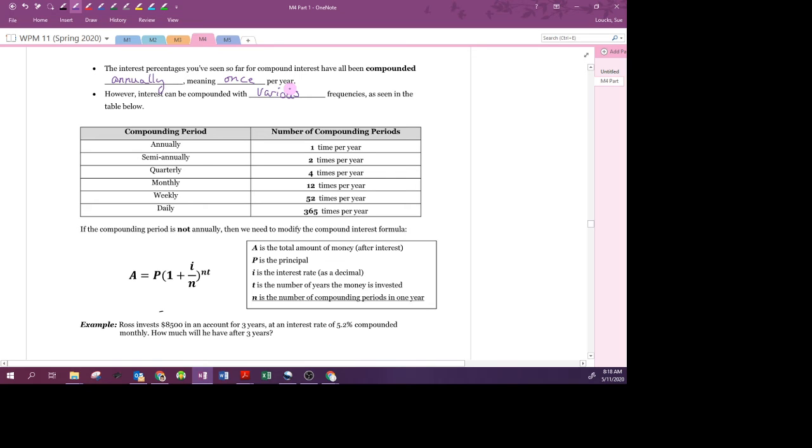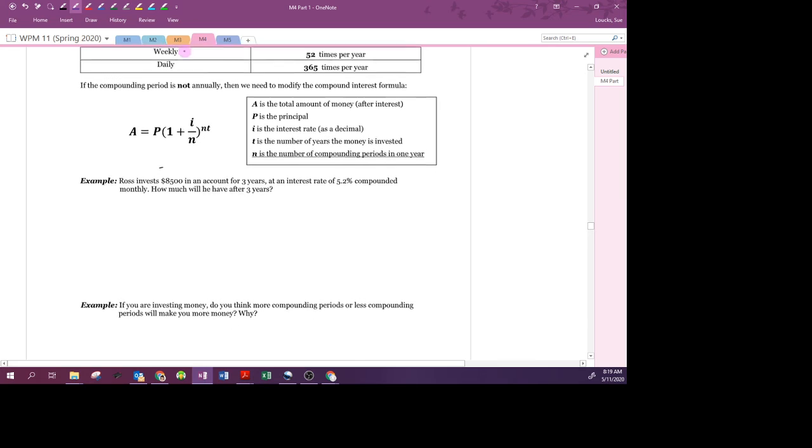If the compounding period is not annual, then we need to modify the compound interest formula, where A is still the total amount of money after interest, P is still the principal, I is the interest rate as a decimal, but this time it's I over N, because we're dividing it by how many compounding periods there are in a year. And then the exponent is number of years times the number of compounding periods in the year. We'll do an example so that will help this, okay?